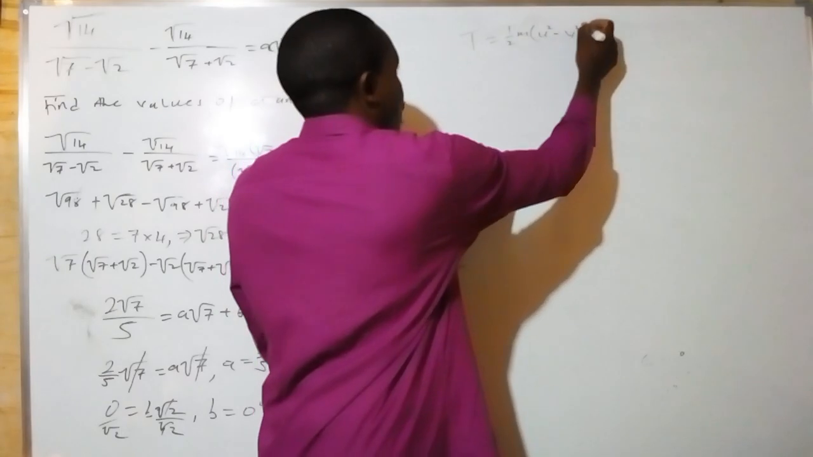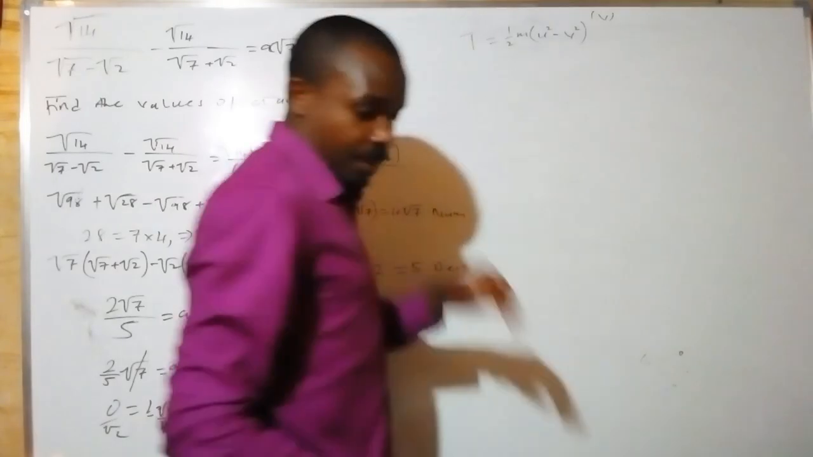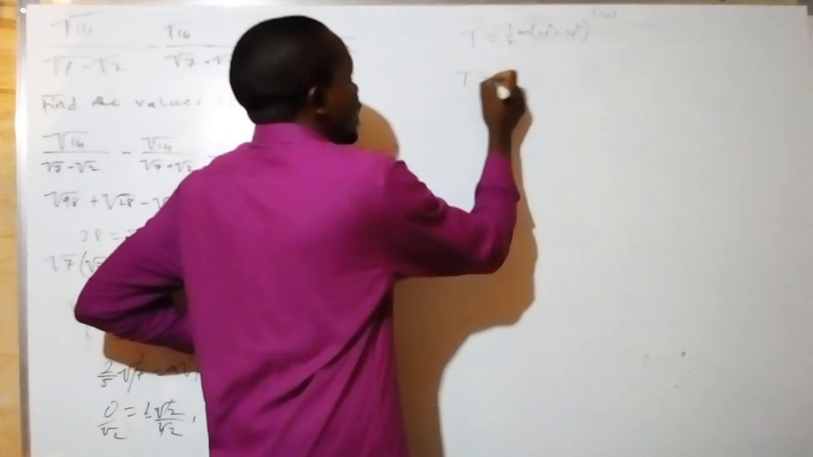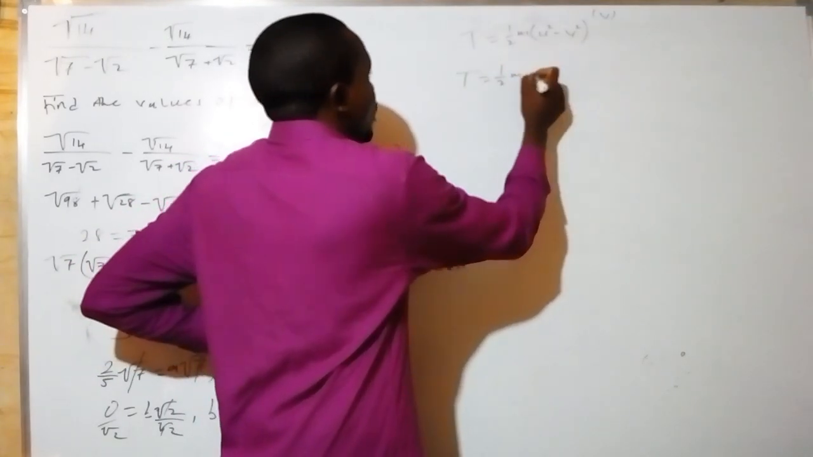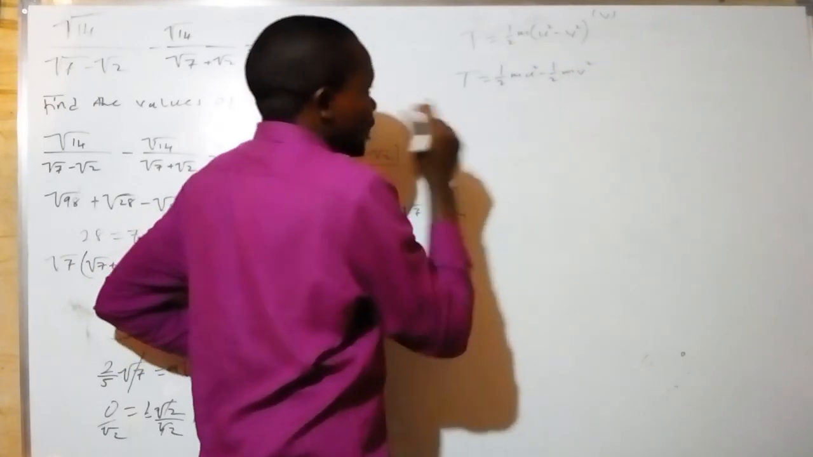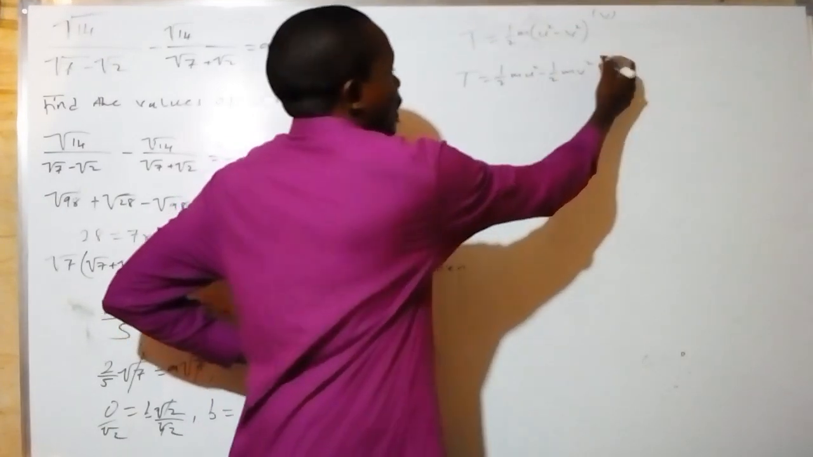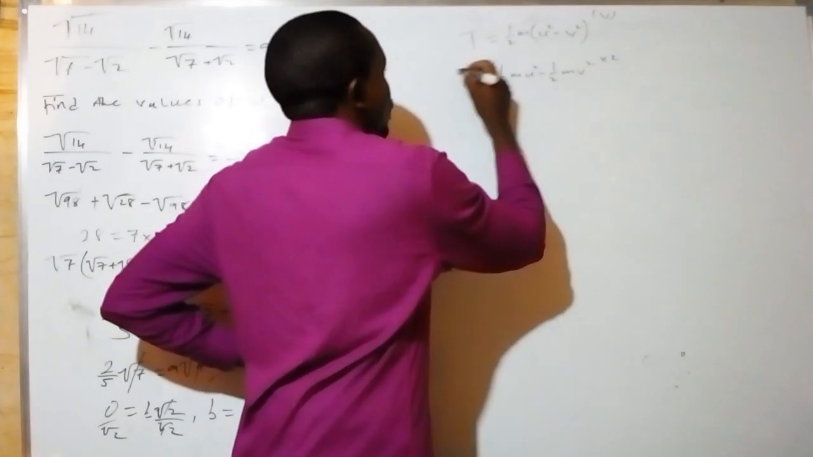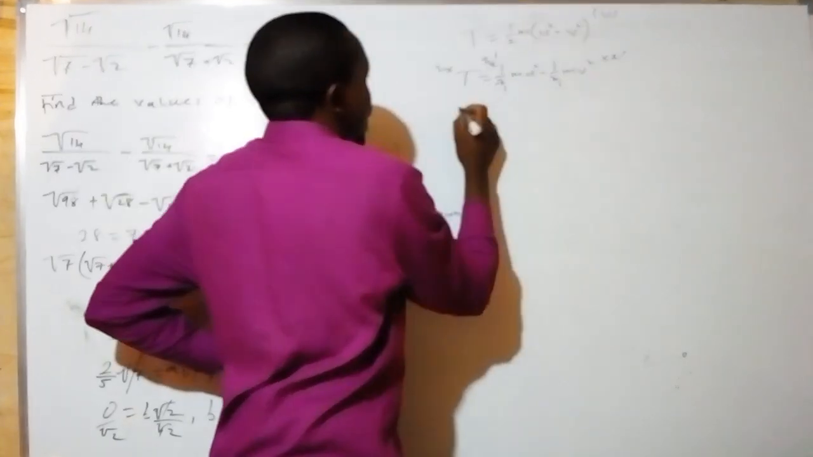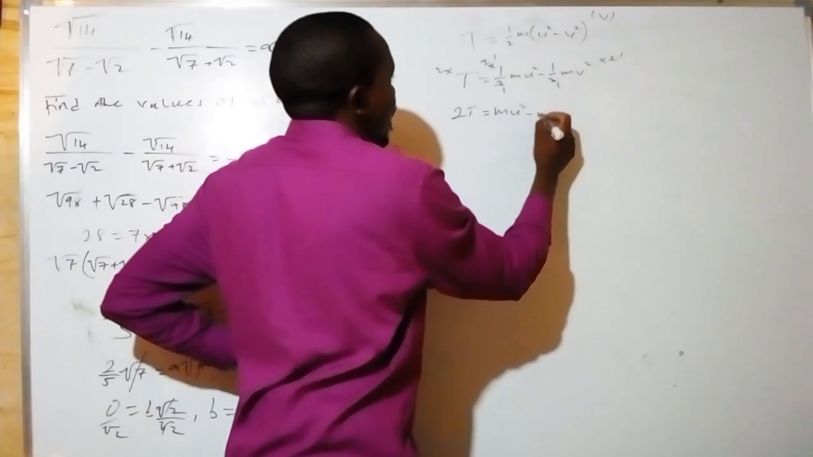You are supposed to make what here? V the subject of the formula. What we are going to do is open the brackets and have t is equal to a half mu squared minus a half mv squared. Then you can multiply throughout by the LCM, 2. So 2t is equal to mu squared minus mv squared, like that.